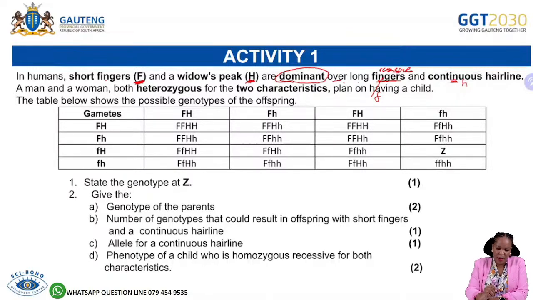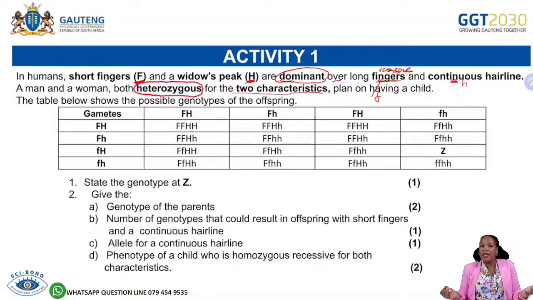Then you come to: a man and a woman, both heterozygous. I said it is important for you to highlight words like this. Both heterozygous for the two characteristics. Now it's a walk in the park for you.